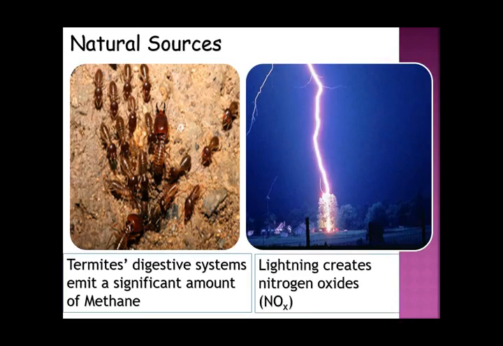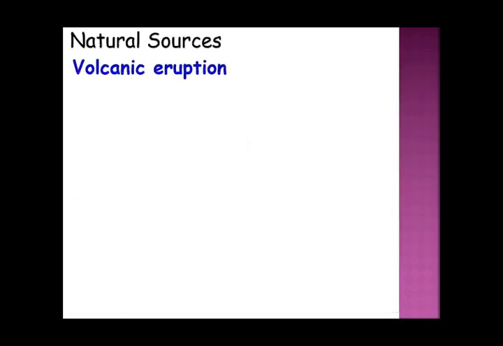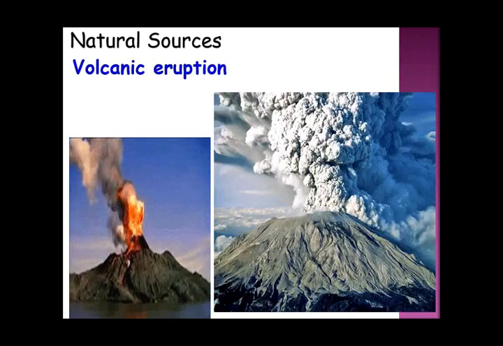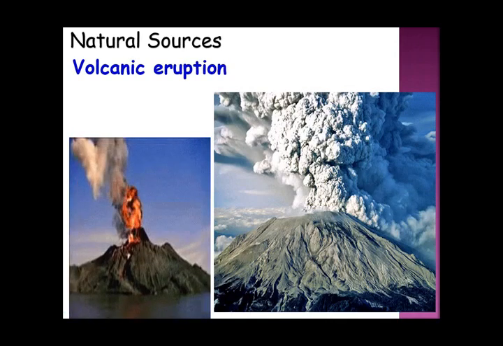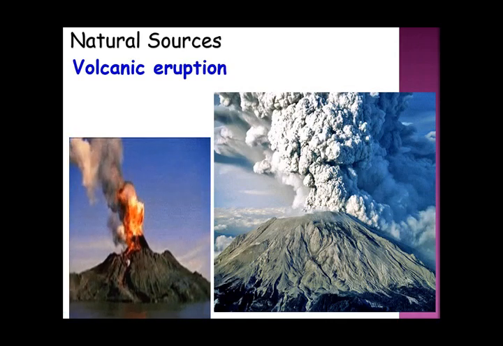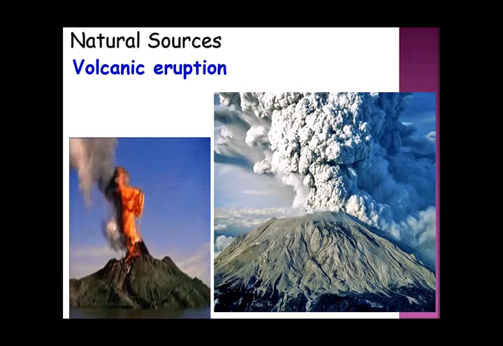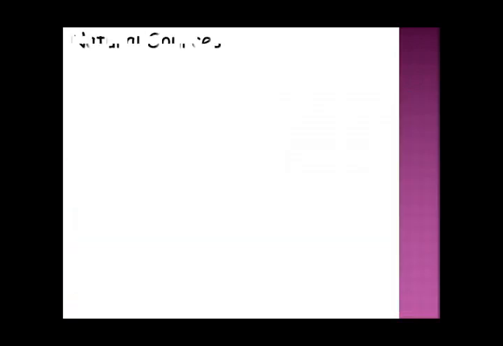Termites are also a source of air pollutants because they can emit a significant amount of methane gas. Lightning can produce oxides of nitrogen in air, so it is also a source of air pollution. Volcanic eruption is also a natural source of air pollution because when a volcano erupts, it produces poisonous gases like oxides of carbon and oxides of sulfur.